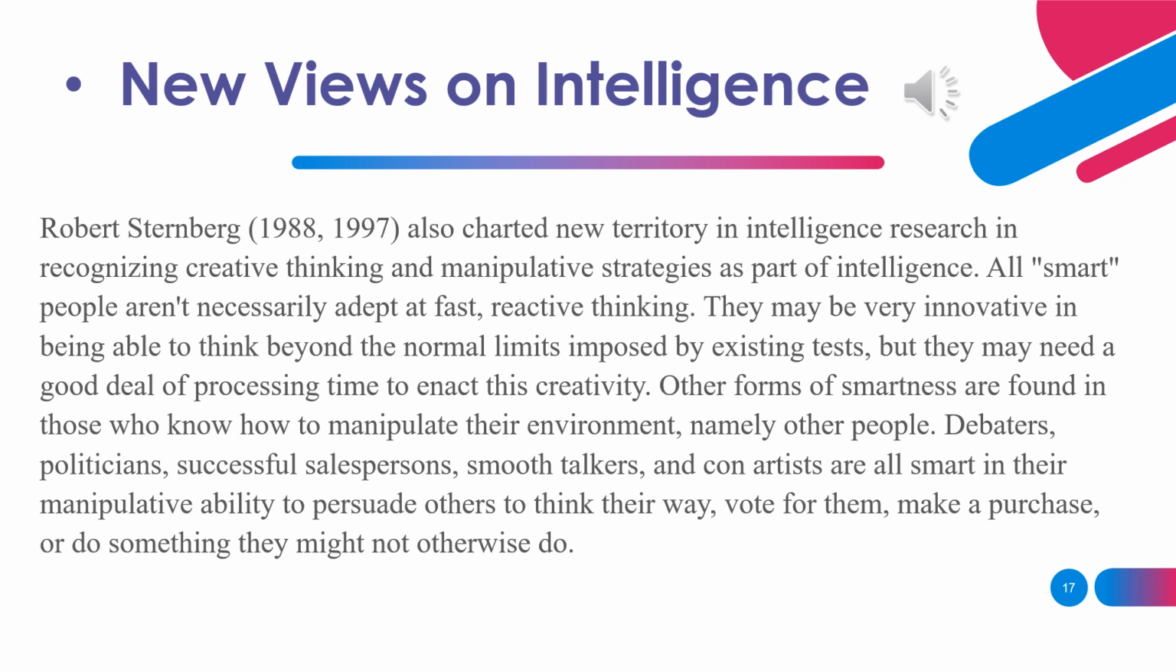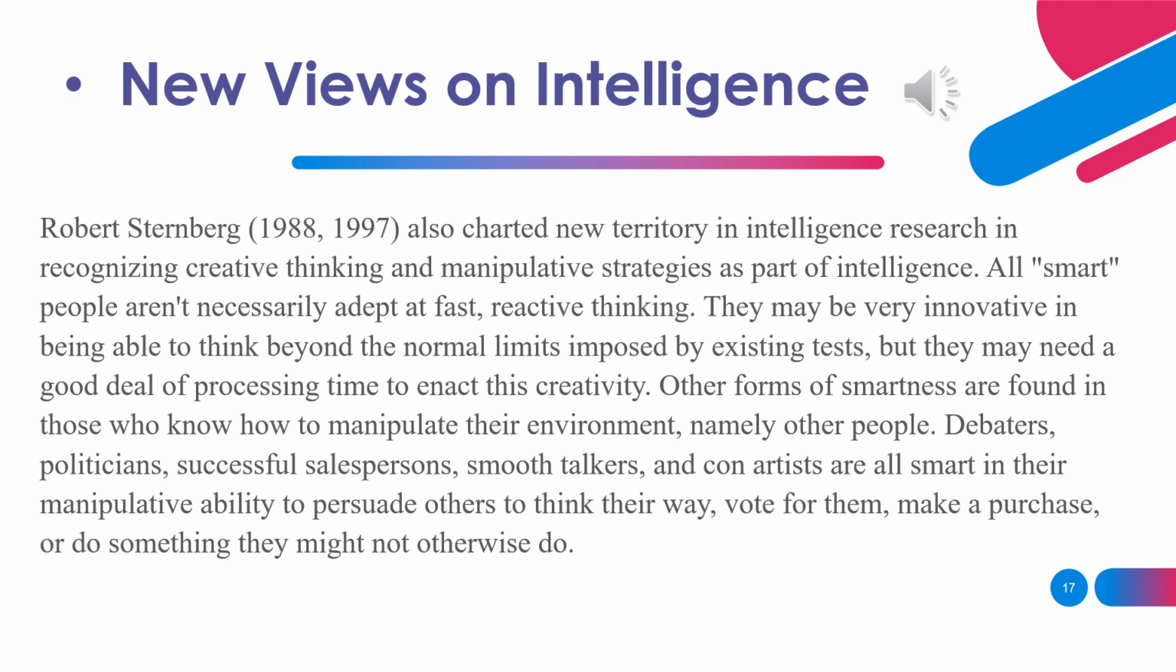Robert Sternberg, 1988-1997, also charted new territory in intelligence research in recognizing creative thinking and manipulative strategies as part of intelligence. All smart people aren't necessarily adept at fast, reactive thinking. They may be very innovative in being able to think beyond the normal limits imposed by existing tasks, but they may need a good deal of processing time to enact this creativity.